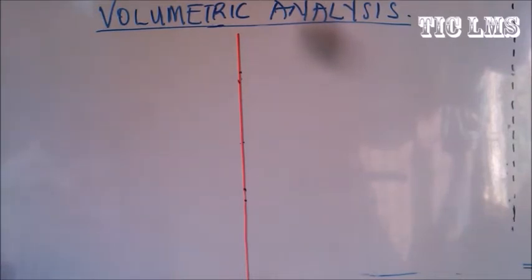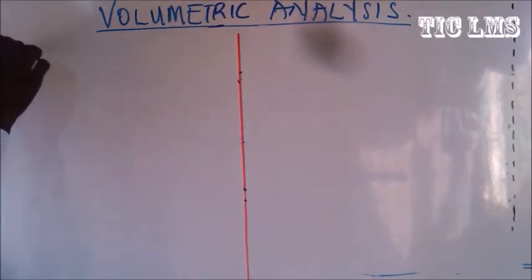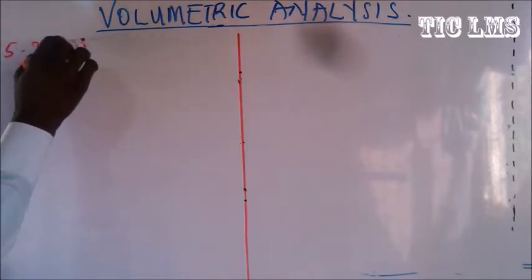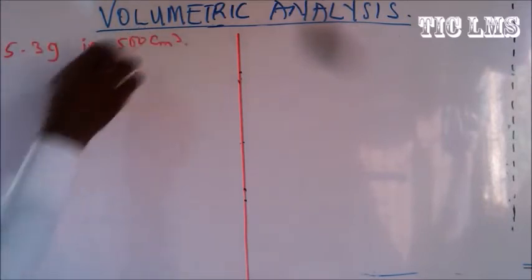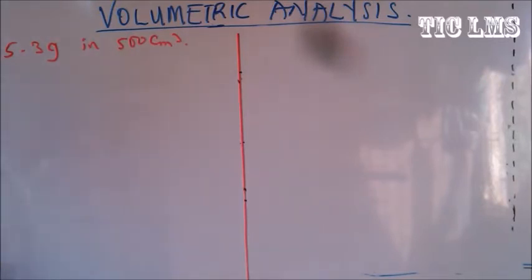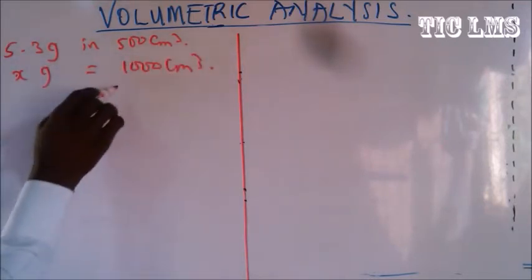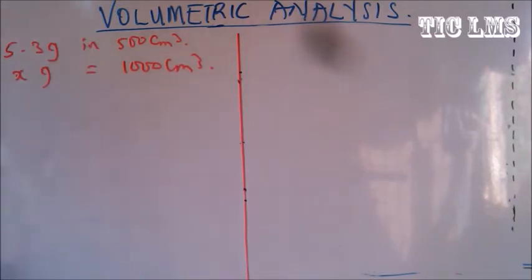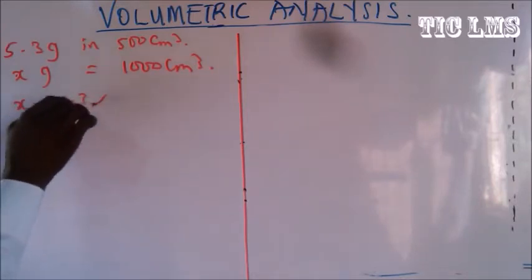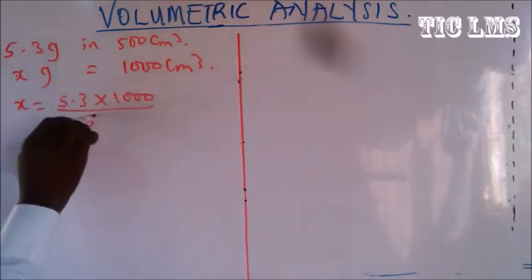Alright, so for this one, we're given 5.3 gram in 500 cm cubed. Now we need to make this a standard solution. That is, we need to have it in 1000 cm cubed. So how do we do that? Since we have 5.3 gram in 500 cm cubed, how many grams are we going to have in 1000 cm cubed? So it's more like what to do is to cross multiply. That is 500 multiplies this and then this. So we have x equal to 5.3 times 1000 over 500.